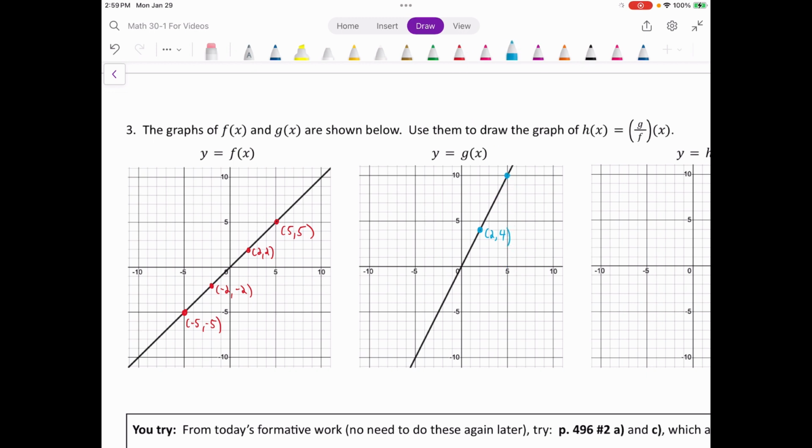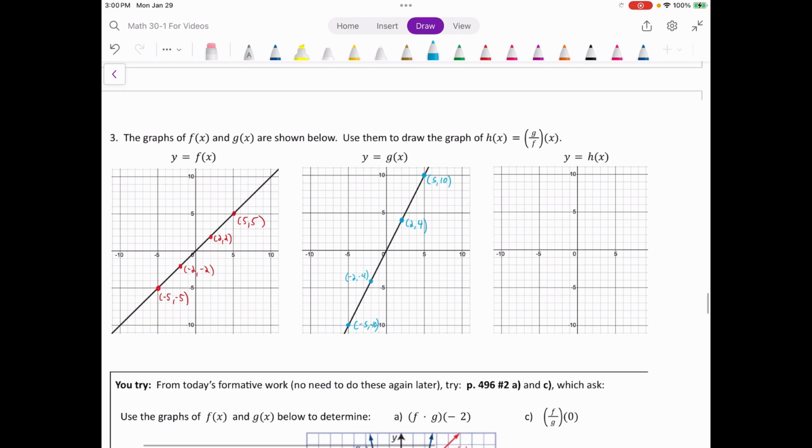So make it easy on yourself. Don't try to pick points where you kind of have to estimate. I guess these are all actually not too bad. But try to pick ones where it's easy to read what the x and y coordinates are so that you're not estimating decimals for no reason, right? Okay, so again, when x is -2, g is -4. When x is -5, g is -10.